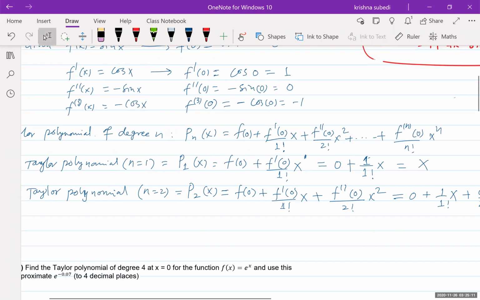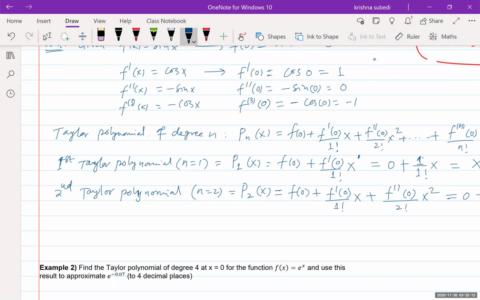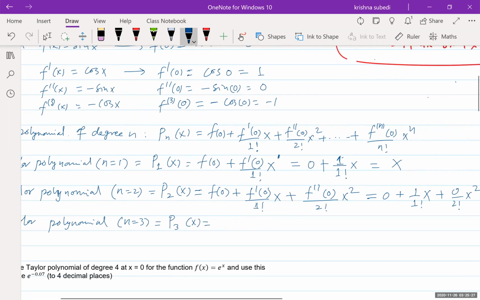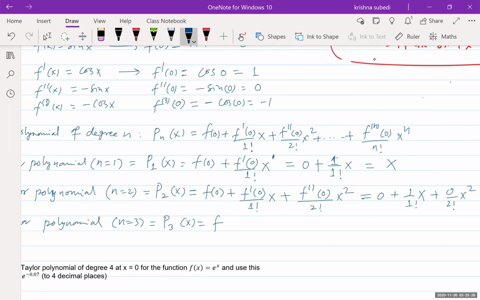Now let's look at the third degree polynomial, the third Taylor polynomial, which is n equals 3. That means P3 of x is going to be up to x to the power 3.